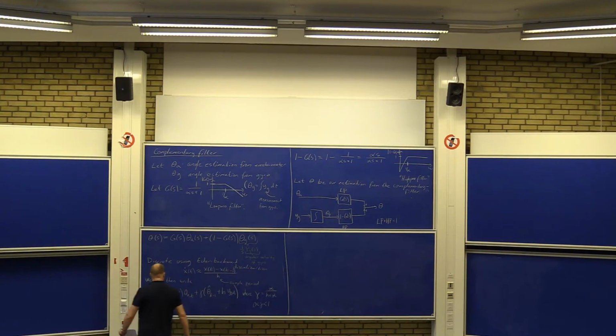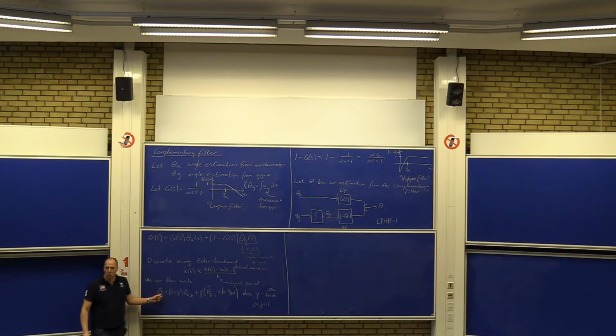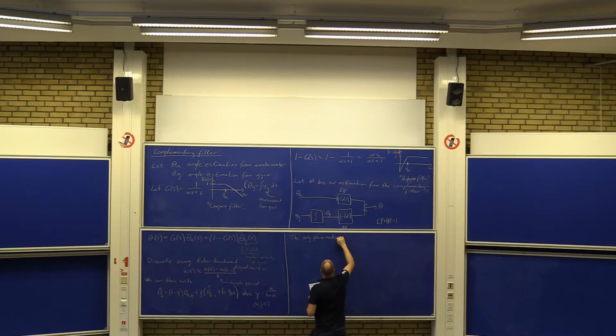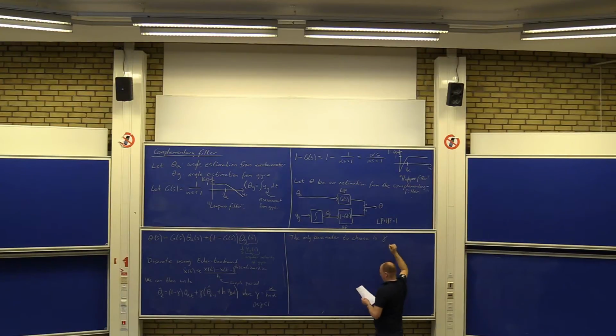Okay, so this we get from the accelerometer, this we get from the gyro, and this was our old estimate, and this is the new estimate. Right? So this we can just execute over and over again. Okay, and the only parameter we have to choose here is gamma.